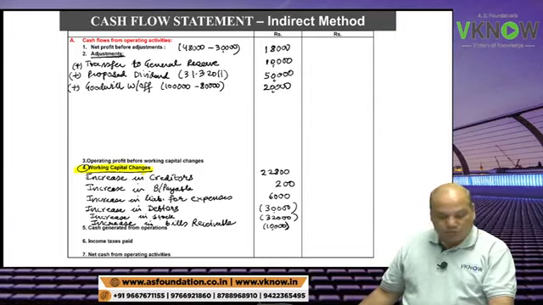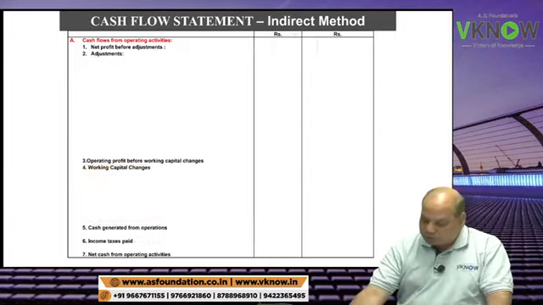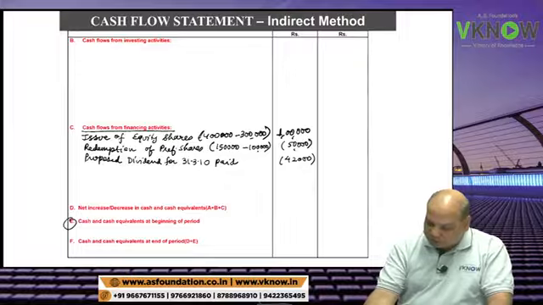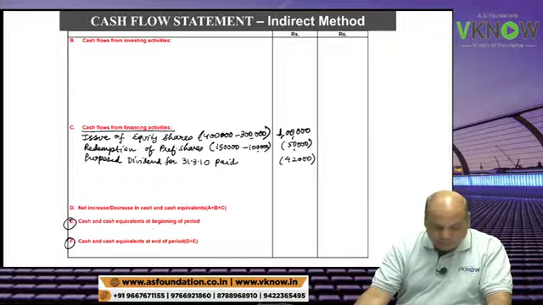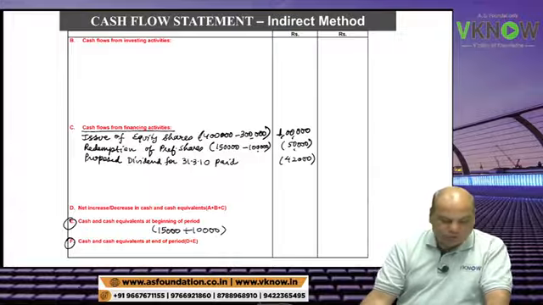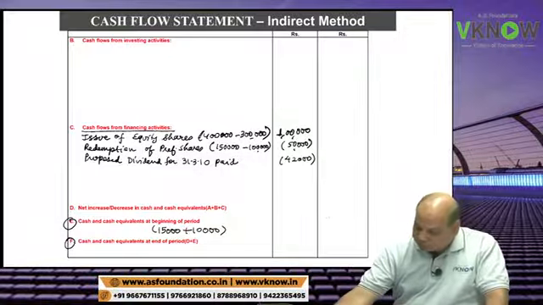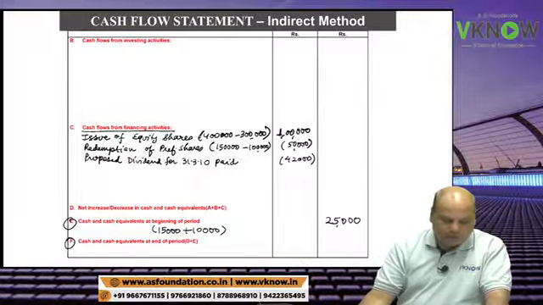If you have no query, come to the cash flow statement, point number E and F in the last two lines. Cash in hand, cash at bank, you add them together. 15,000 is cash in hand, 10,000 is cash at bank. Both are cash and cash equivalent. This you write in outer column: 25,000.